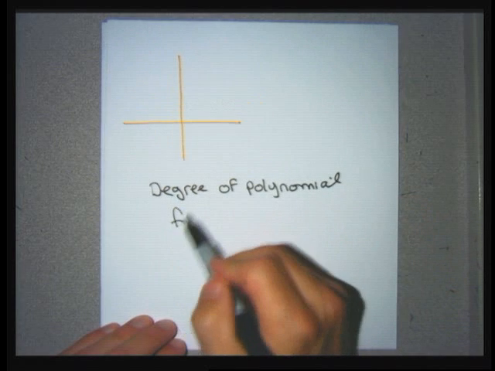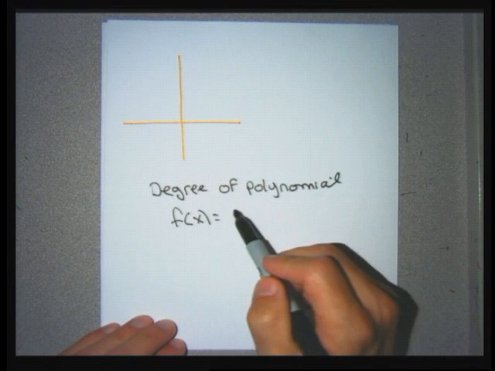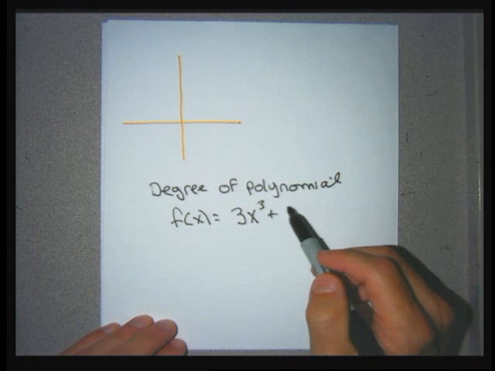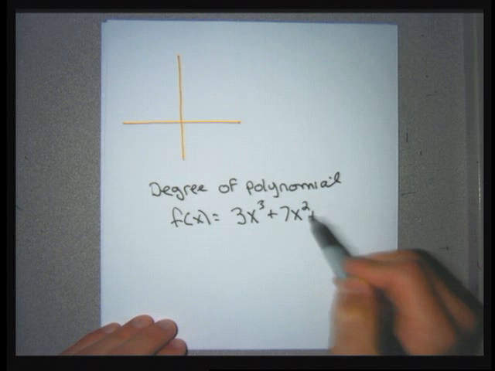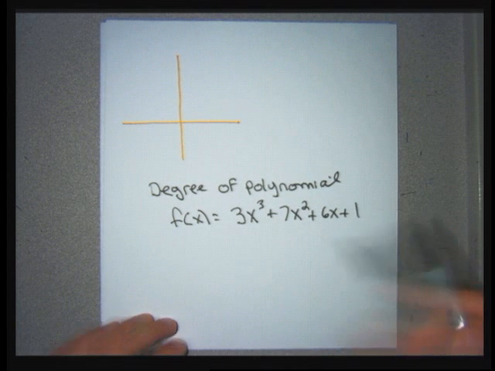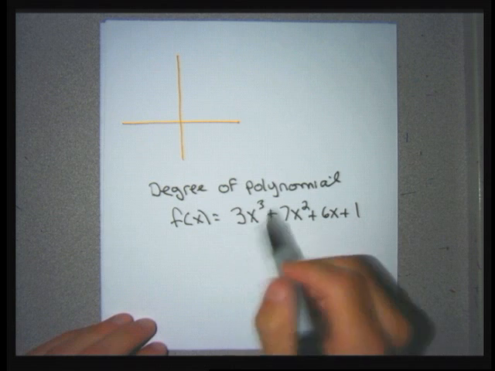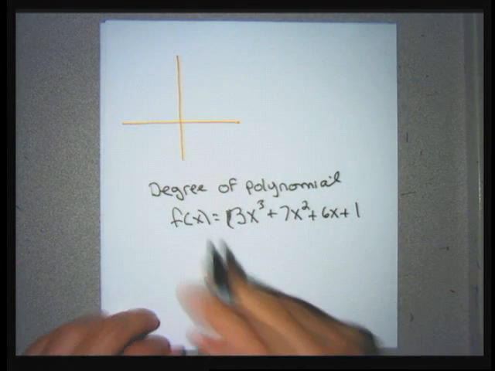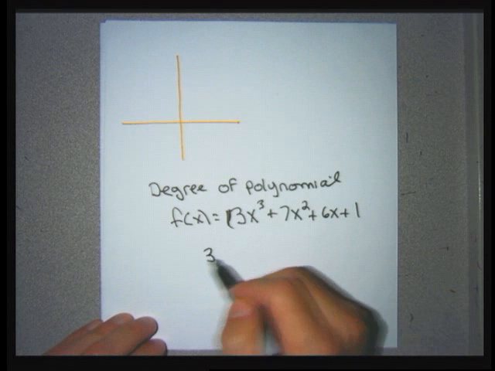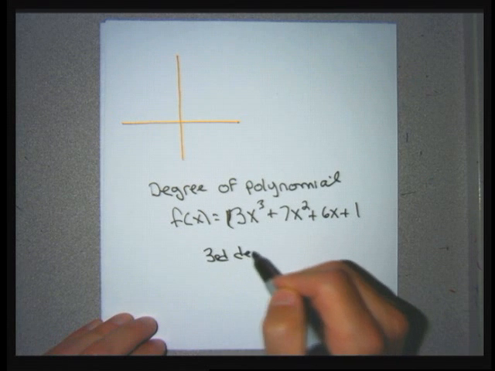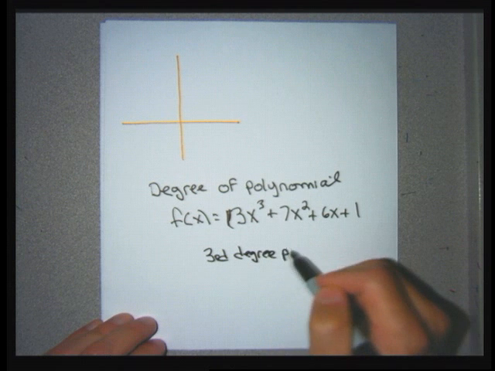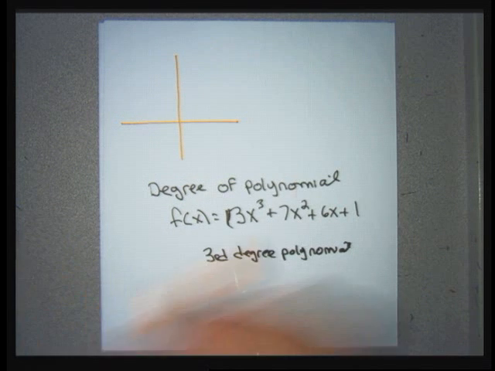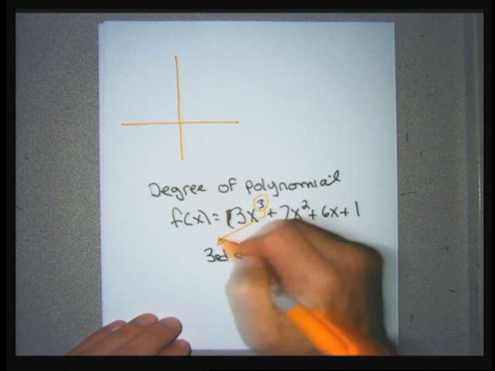A function like this polynomial, say 3x cubed plus 7x squared plus 6x plus 1, I'm just randomly making these up. How about 13x cubed as opposed to 3x cubed. I don't want two 3's here. I'd say this is a third degree polynomial because the highest exponent is 3.